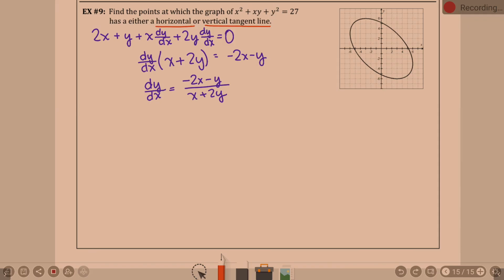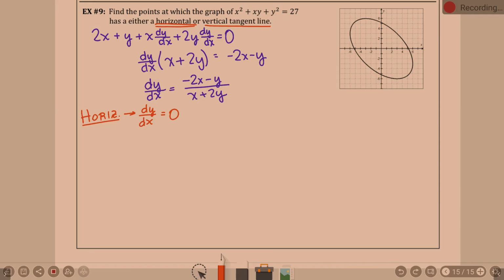Now, what do we know? Let's talk horizontal here. A horizontal tangent line has a slope of 0, which means dy/dx needs to equal 0. How does a fraction equal 0? When the numerator is 0. And for vertical, we're going to set the denominator equal to 0.